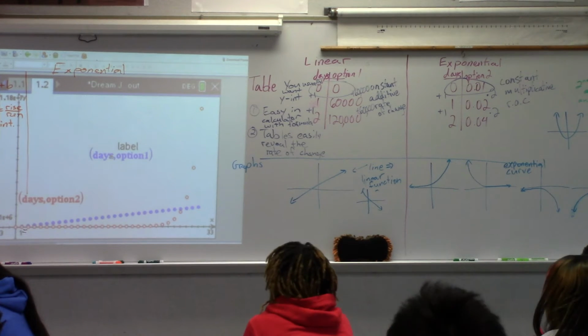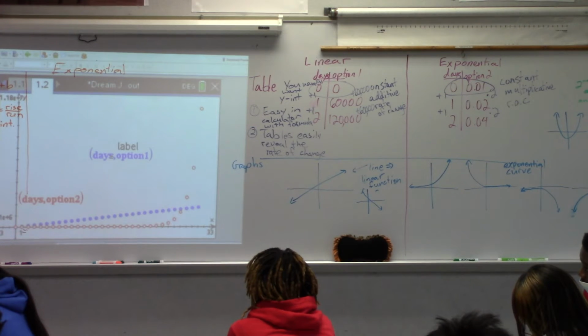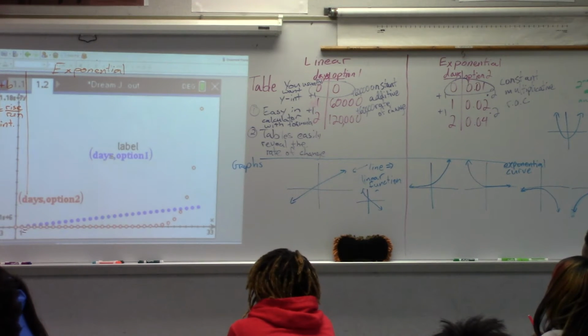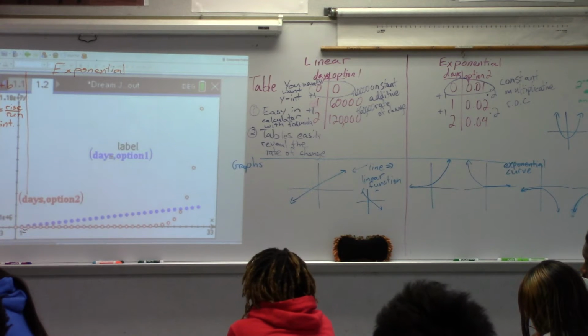But really what I was asking is, what is the equation for this linear function? We should have written that for number 2. 60,000x plus 0.